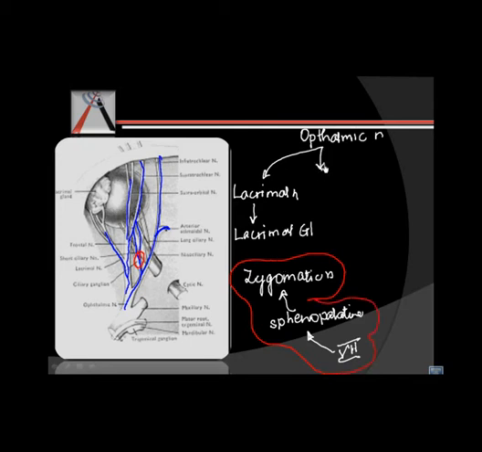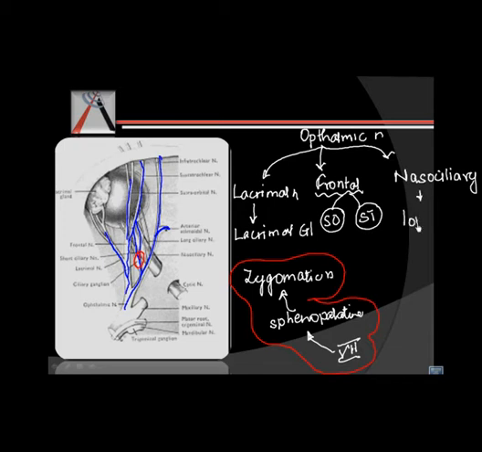We'll see this part later when we study the sphenopalatine ganglion. The next branch is the frontal, which is the largest branch. That gives the supraorbital and the supratrochlear, which are the cutaneous branches. The third branch is the nasociliary. The nasociliary gives long ciliary nerves that pass through the ciliary ganglion to supply the eyeball. It gives a sensory supply to the eyeball.